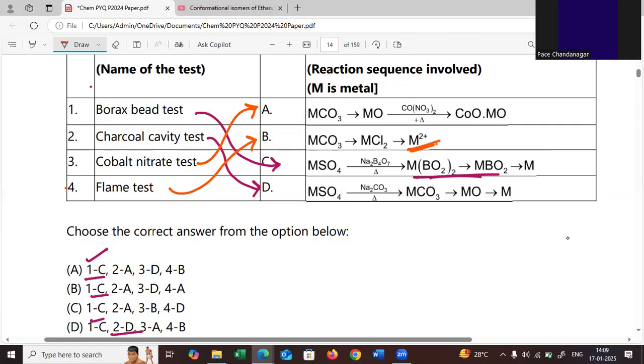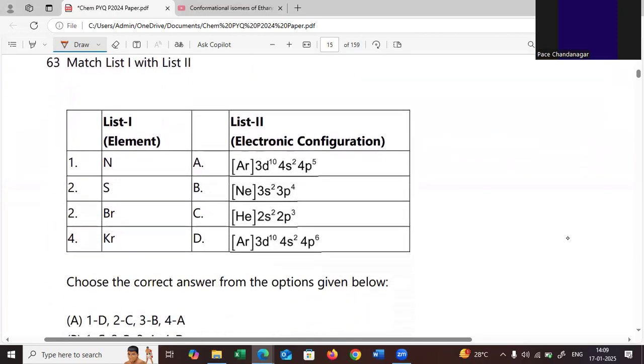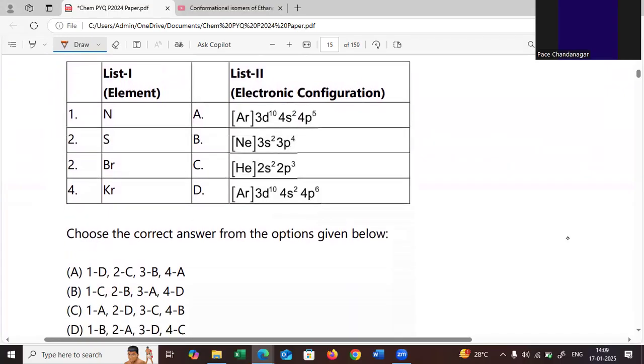So these things are to be remembered definitely. Next, option D is your answer here. Next, coming up with the next one, list the electronic configurations. This I think you can do very well. Nitrogen, option A, is going up with what?